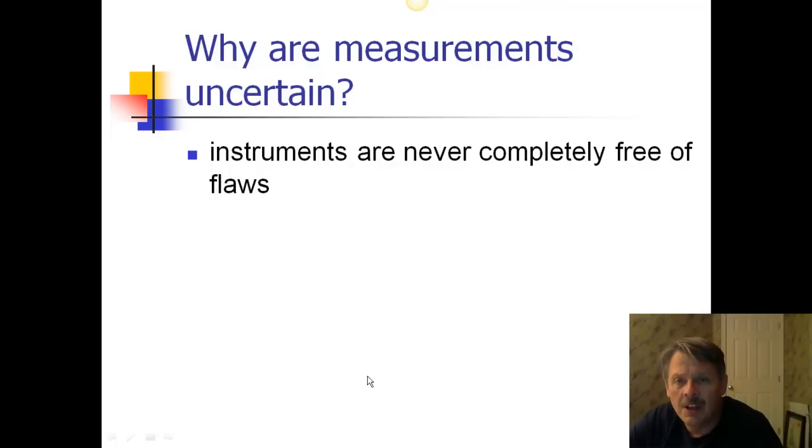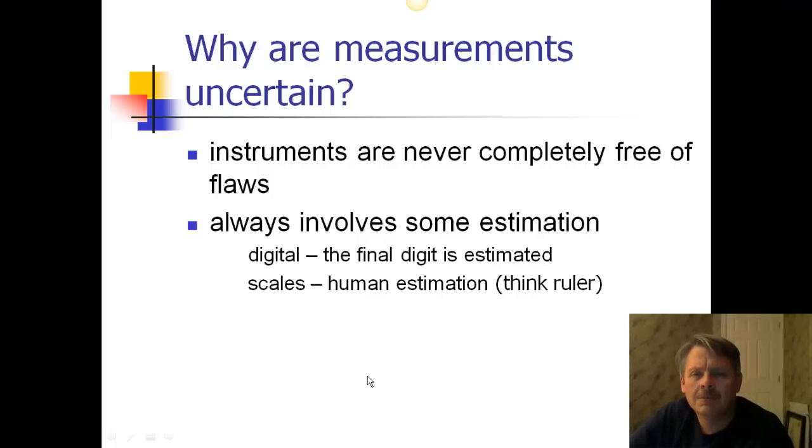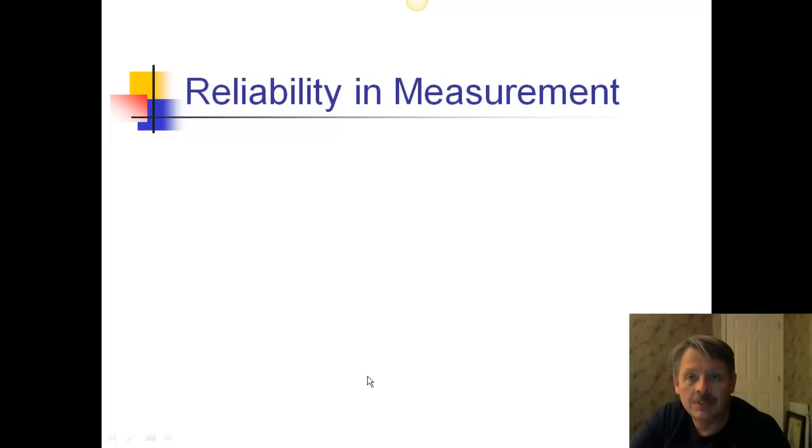Have you ever gone into Walmart and looked at a bunch of different thermometers at the same time and seen what they read? They don't all read the same thing. So instruments always involve some estimation. If it's a digital scale or something, it's estimating the final digit. If you're looking at a ruler, then you're estimating the last digit.